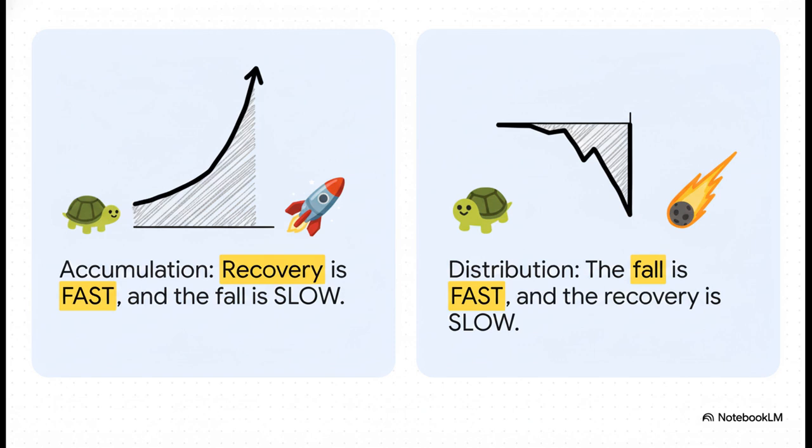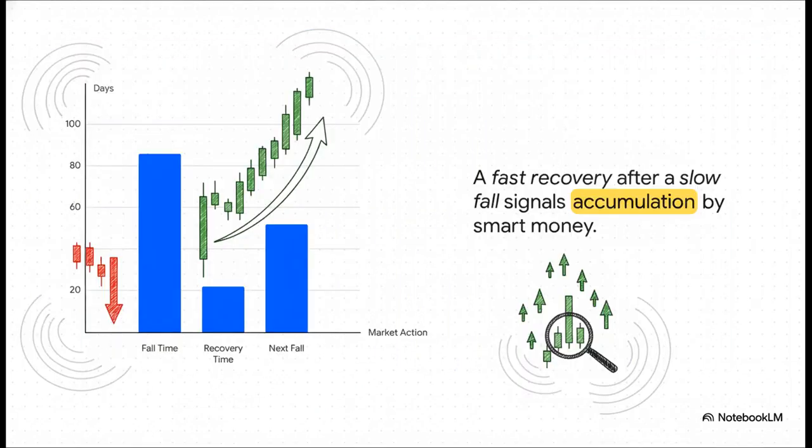So how in the world do you spot these phases? Well, there's a really simple rule of thumb you can use. Just look at the speed of the price moves. In an accumulation zone, the recoveries tend to be fast and sharp, while the drops are slow and kind of grinding. In a distribution zone, it's the total opposite. The drops are fast and scary, and the recoveries are slow and weak. And this chart just illustrates that point perfectly.